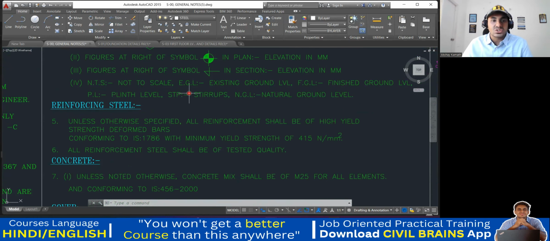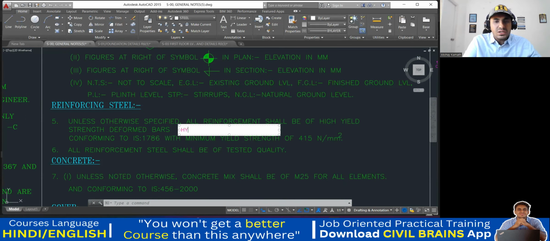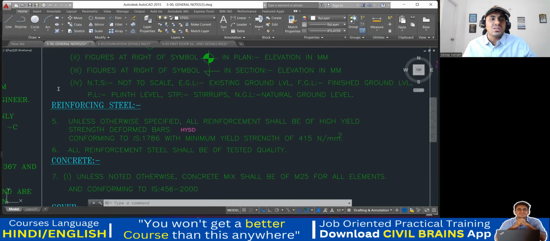Yes. Next, coming to the rebar, that is reinforcing steel. Unless otherwise specified, all reinforcement shall be of high yield strength deform bar. That means whatever reinforcement you are using, it should be HYSD bar. Let me write it here. HYSD bar. Of course, nowadays we have TMT bars also, but here it is mentioned you need to use HYSD bar.